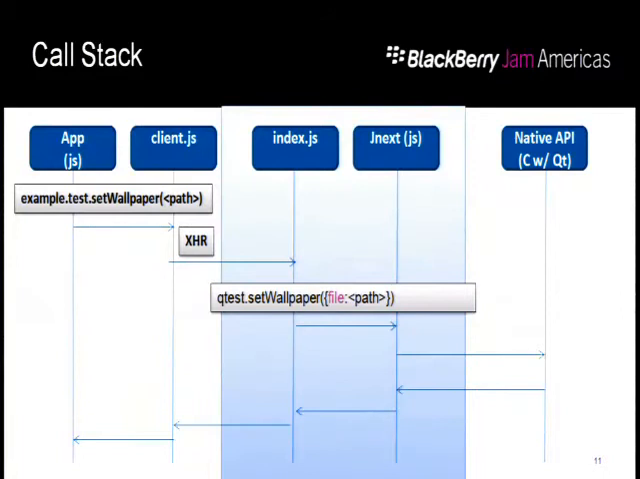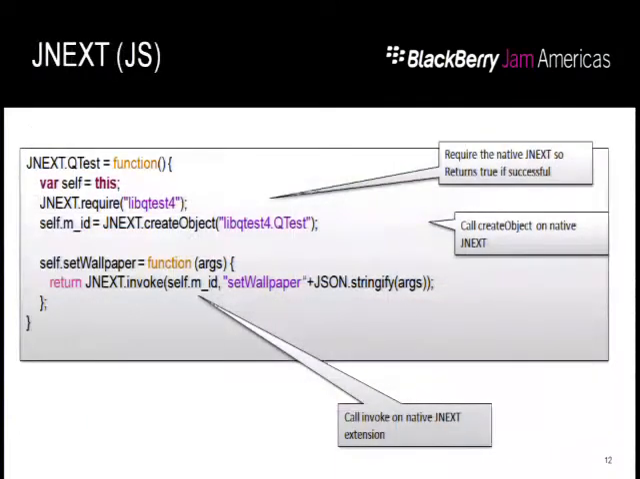So everything makes sense? This is where we are in the stack, right? Qtest set wallpaper, you got file path, and still not at native. Almost there. Okay, so this is a simplified JNEXT wrapper. Once we're in code, I'll show you the exact JNEXT wrapper, but here's the simple one.